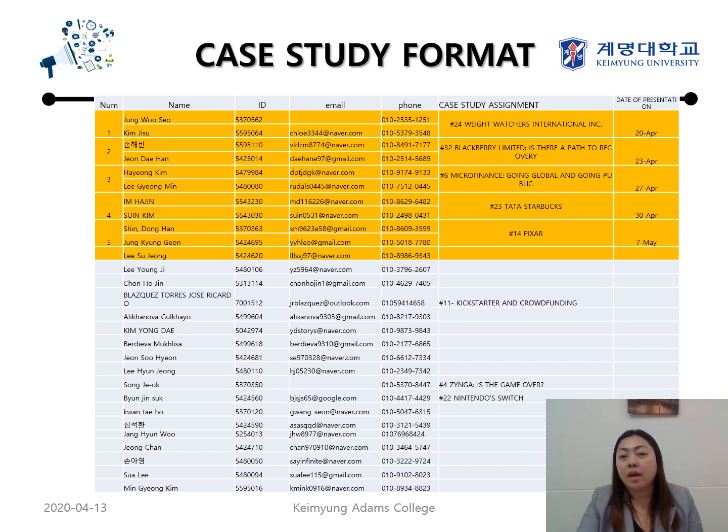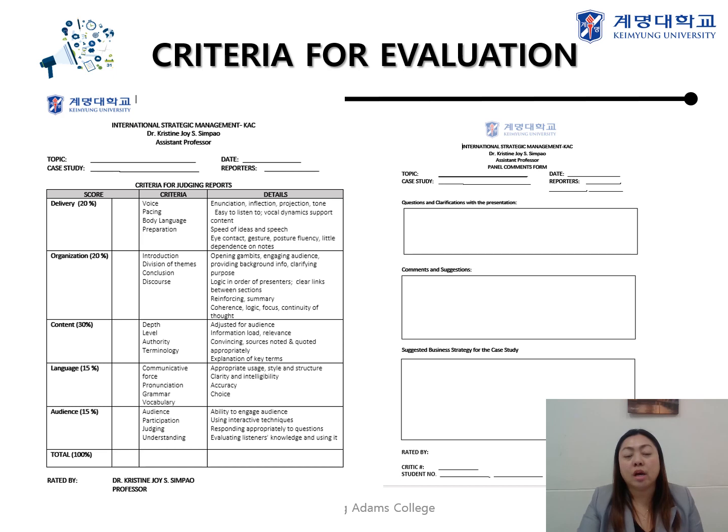And next is the criteria of evaluation. Again, as I had mentioned, you will be divided into four groups. The first group will be the presenter. The second group will be the panel. What are you going to do? The panel is going to directly assess the presentation of the presenter. So you could see here the different criteria and the panel comments form.